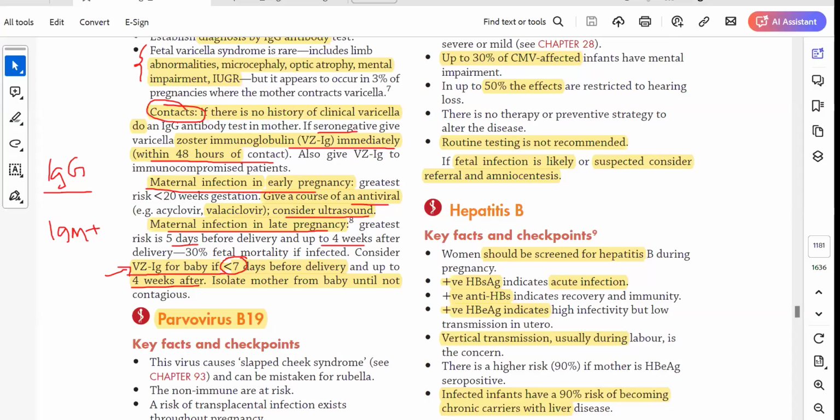Rubella serology is routinely done for everyone in the first trimester blood test. That's right, Dr. Sneha. And serology is not done every trimester. For rubella, you do it in the first trimester to check their antibody level, but you only repeat it after exposure.